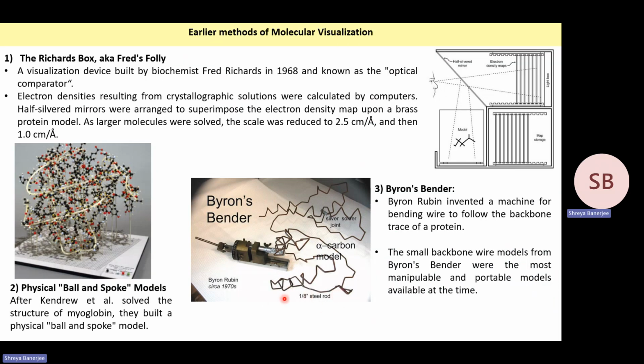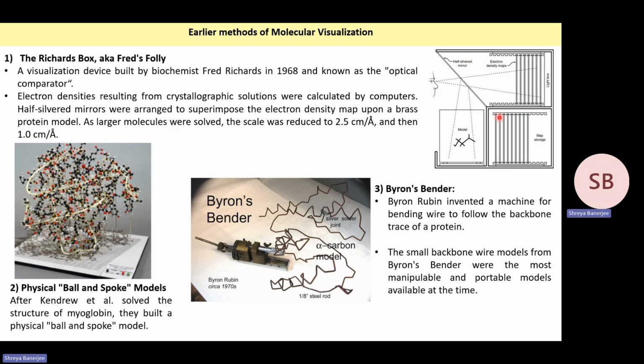So we will go from 1968, which was the earliest when a visualization device was built by the biochemist Fred Richards. It was called Richards box or Fred's Folly. And it was the first visualization device, also known as an optical comparator. Here what happened, there was a solution of a protein crystal, and electron densities resulting from the solution were calculated by the computer. And electron density maps were kept one after the other like this.